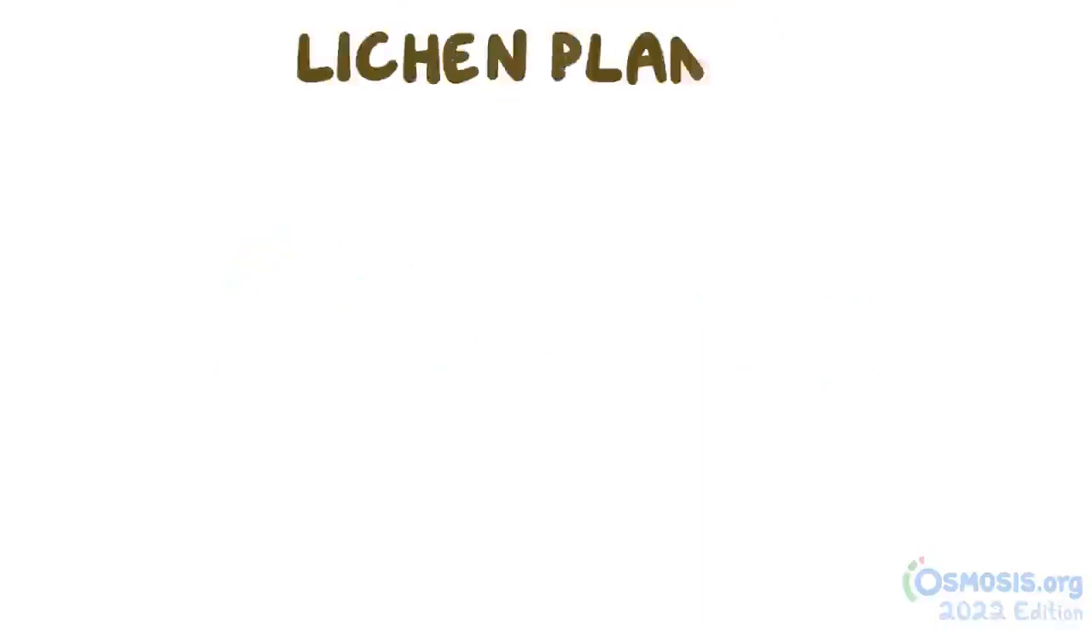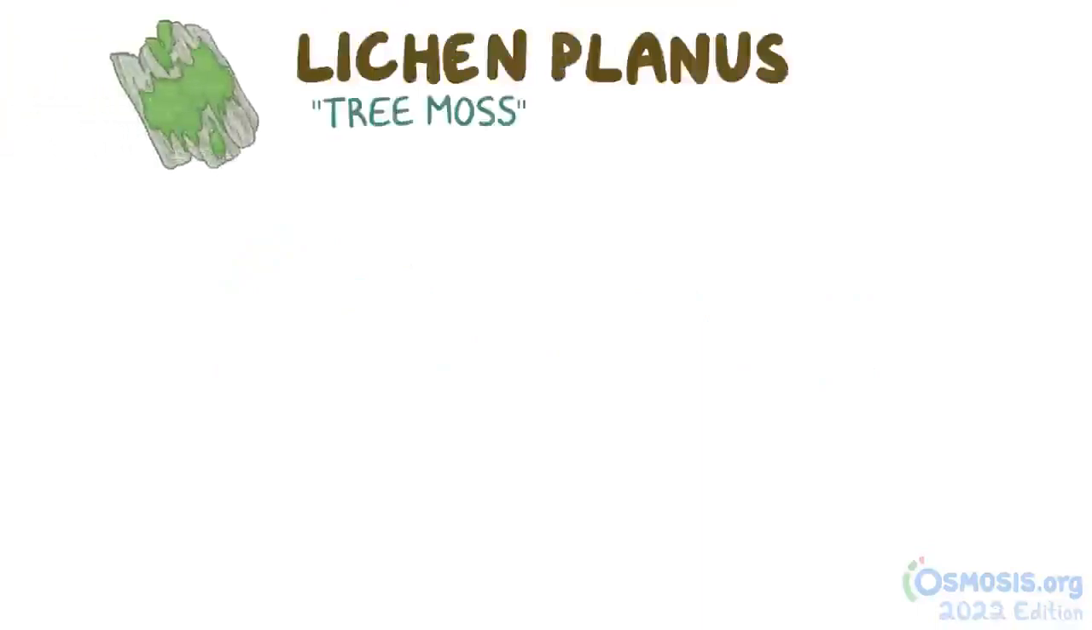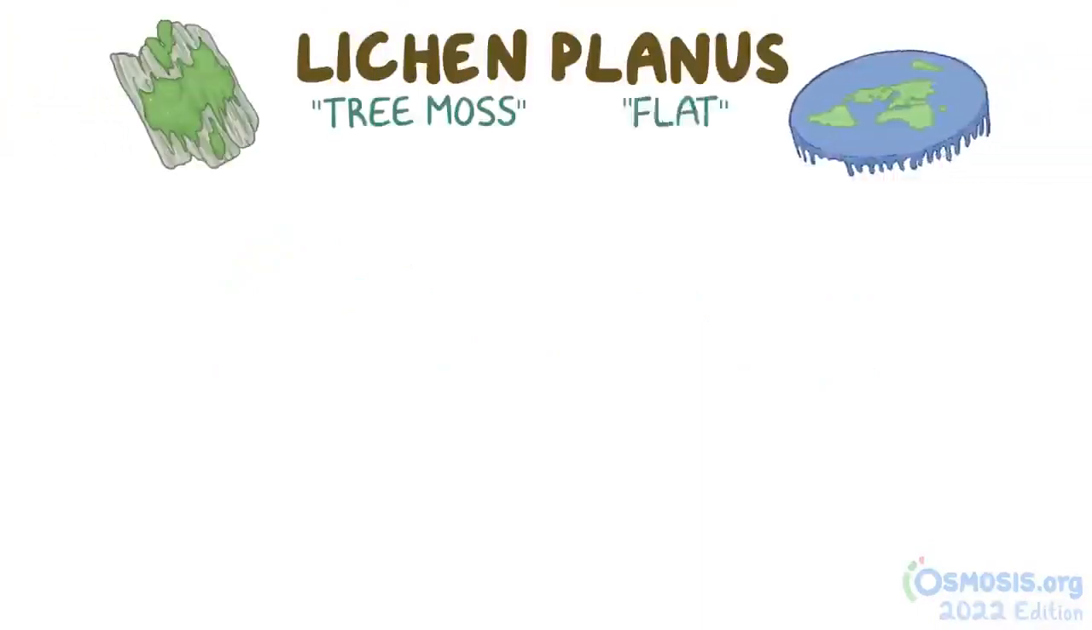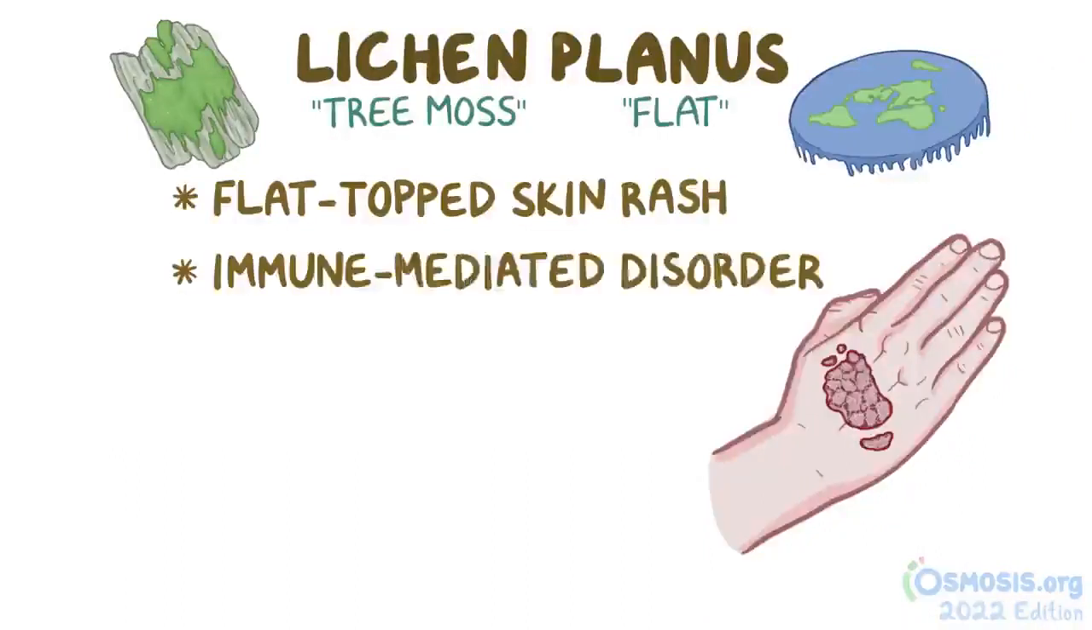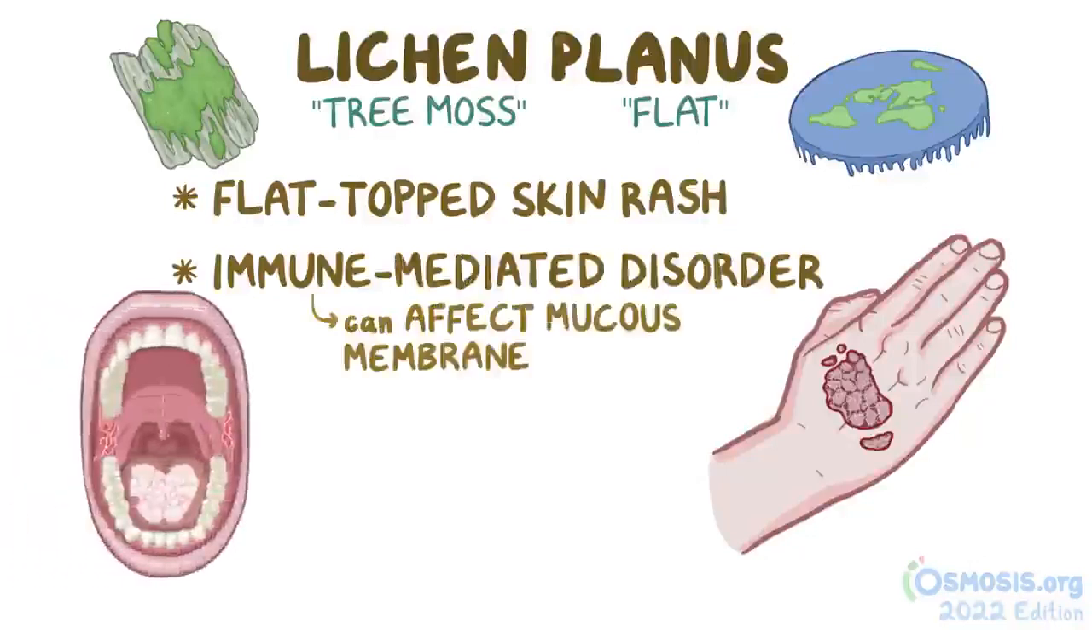With lichen planus, lichen means tree moss, and planus refers to flat. And the reason it's called that is because lichen planus is a flat topped skin rash that looks a bit like tree moss. Lichen planus is an immune mediated disorder, meaning that the immune system has started attacking its own skin, resulting in the rash. Lichen planus can also affect mucous membranes.